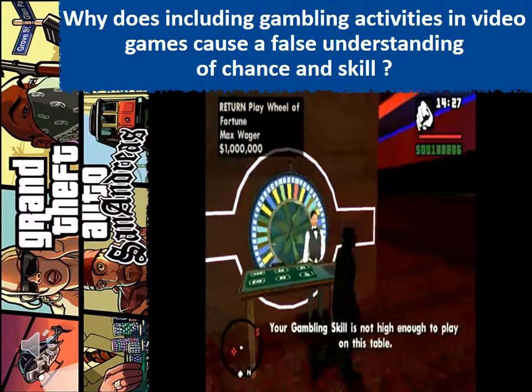I want to quickly review another example that clearly demonstrates how the lines between gaming and gambling become blurred. The photo on the screen is from the game Grand Theft Auto. The player is being told that their gambling skill is not high enough to play at this table. To be able to join that table, the player must go and gamble more to increase their gambling skill, in quotations, within the game. Why may this be problematic?